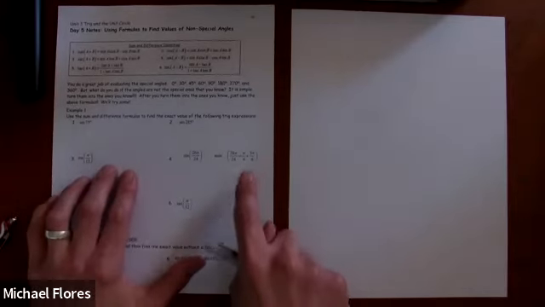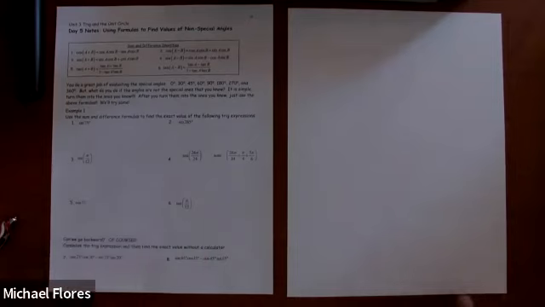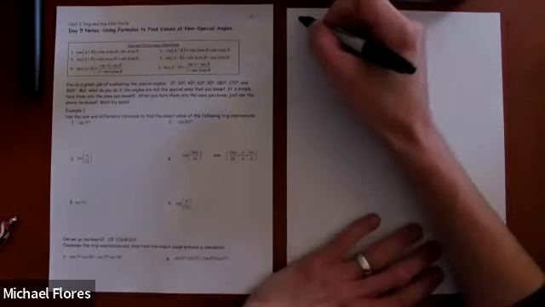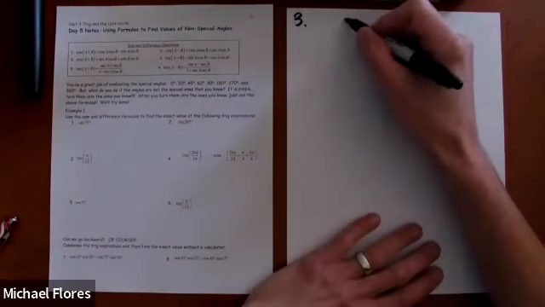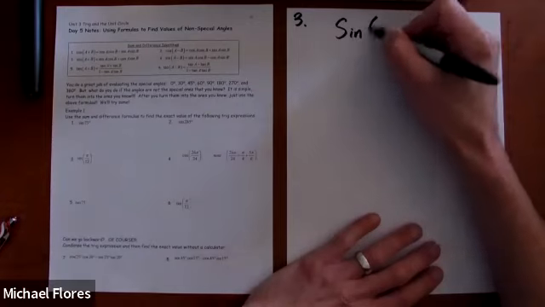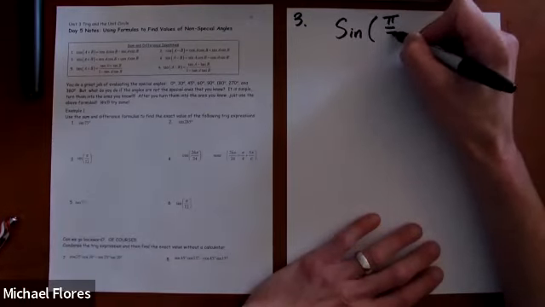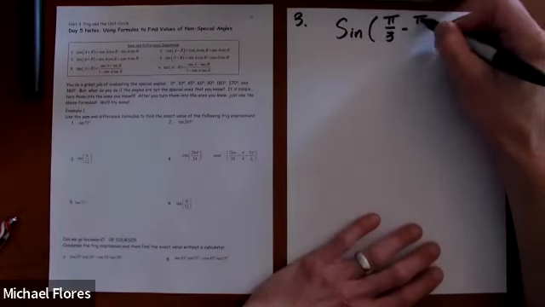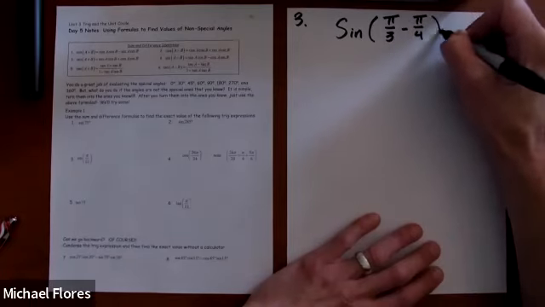So I'm going to go ahead and give you what these radians are, just like they did here. And if at the end of the notes, you're like, how did you do that? How would you get that? Let me know and I'll come over and I'll show you. Okay. So for example 3, it is sine of pi over 3 minus pi over 4.